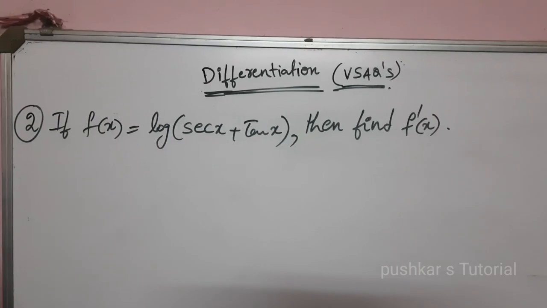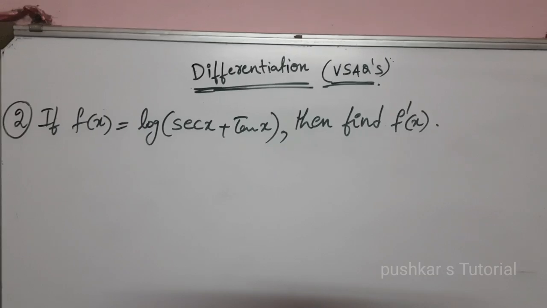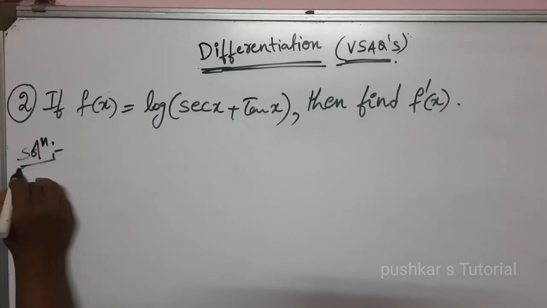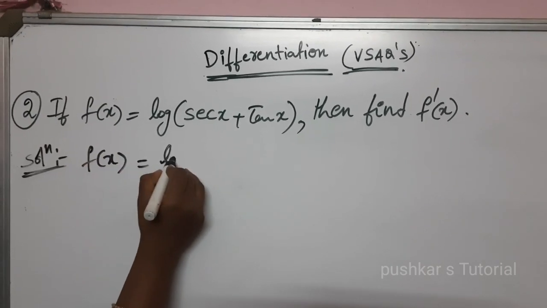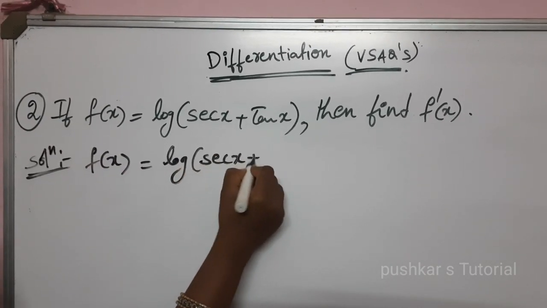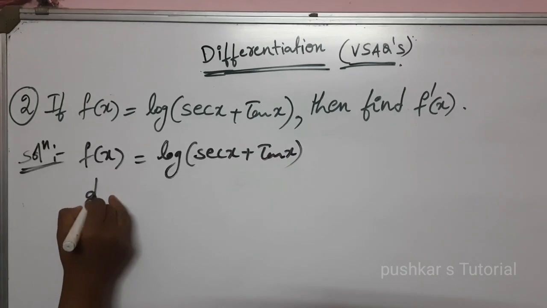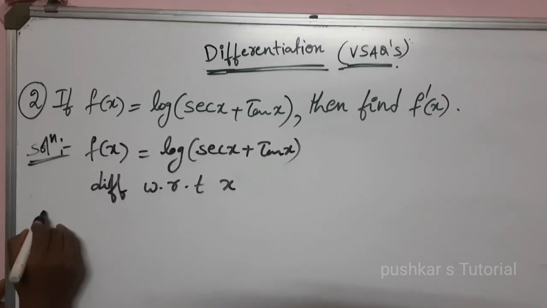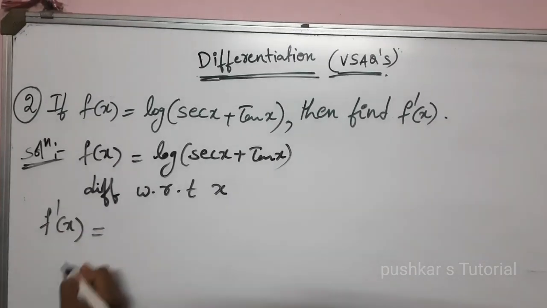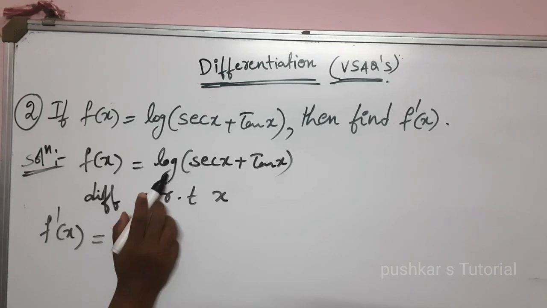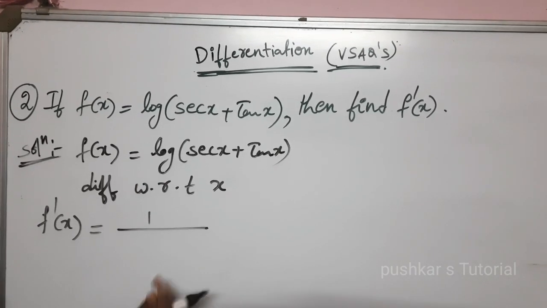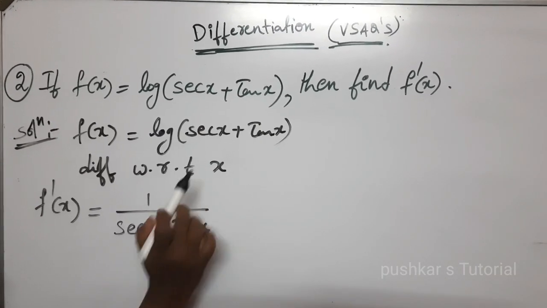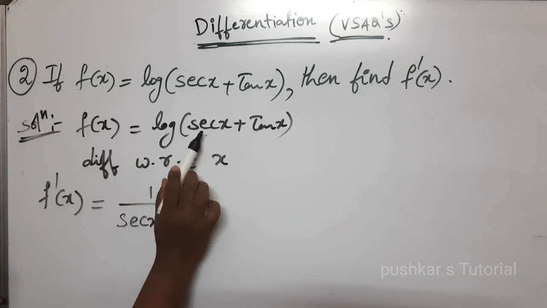If f(x) is equal to log of (secant x plus tan x), then find f'(x). So given here, f(x) is equal to log of (secant x plus tan x). We have to do differentiation with respect to x. f'(x) is equal to, first we have to do log differentiation. Log differentiation is what? 1/x, x in the place of secant x plus tan x. Now we have to do inner differentiation like the chain rule. So log over, now secant x.